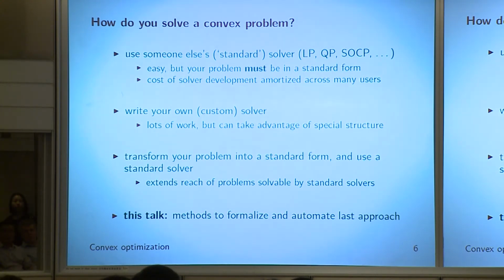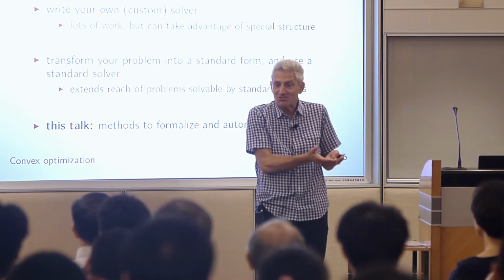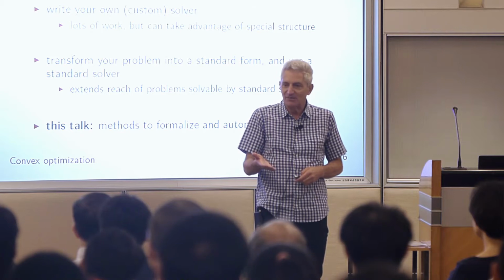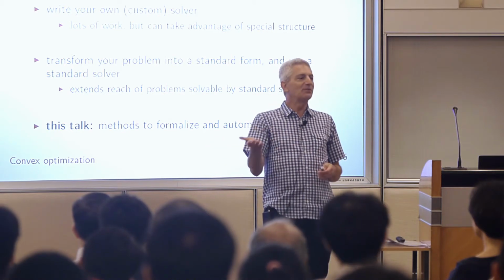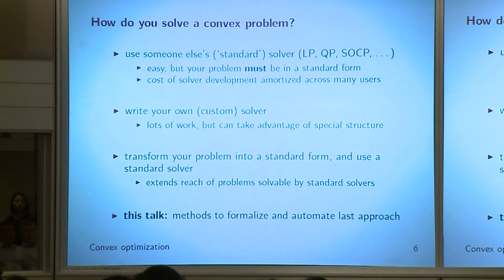Now, another method, which is quite common, goes way back to the 40s. Even in the first book on linear programming, George Dantzig talked about transforming a problem to an LP. A lot of the book is about that. It doesn't use the same language we use now, but it's basically the same. So people understood this from the very beginning. The idea is you take your problem and you transform it to an equivalent problem, but now that new problem is compatible with the solver. And this extends the reach of problems solvable by standard solvers.